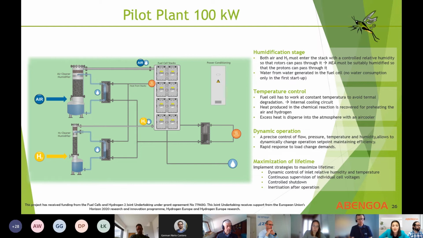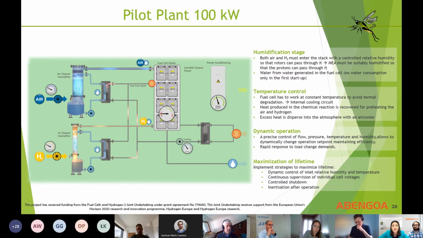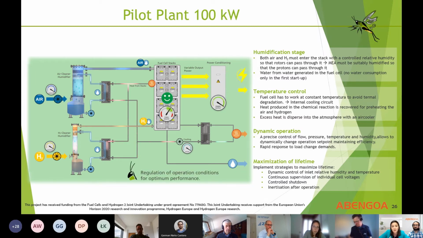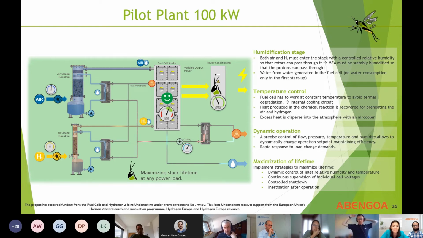I don't want to be very repetitive, but a precise control of flow, pressure, temperature, and humidity is done to achieve the dynamic operation, because each point needs specific parameters depending on the load. We have also worked on the system's rapid response to load change demand, and we have defined control strategies for maximizing the fuel cell and the plant lifetime, such as improved shutdown or the controlled inertization.